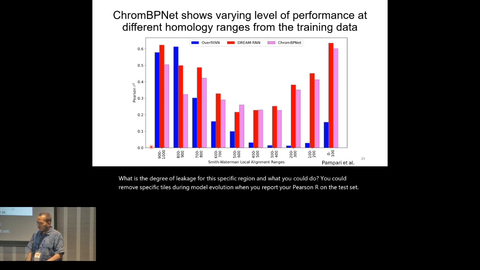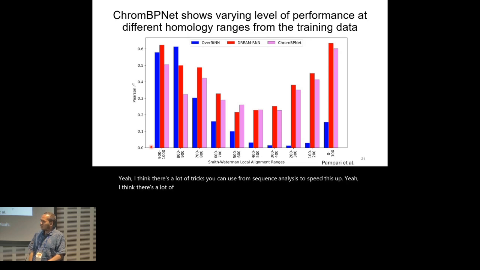Yeah, I think there's a lot of tricks you can use from sequence analysis to speed this up. I think there's a lot of work. If you look at the literature, and if you look at maybe what is reported in HitSeq, you talk to these colleagues. There's not a problem to pre-compute this for all the genomes, and I think it's something we'll have to do.